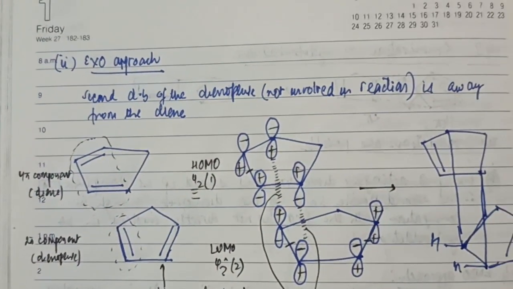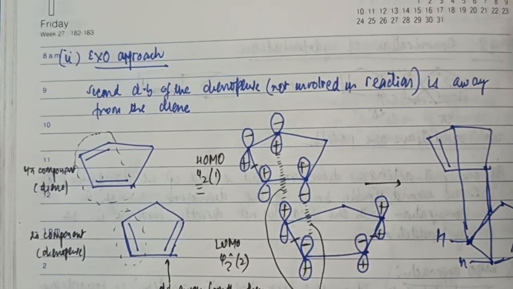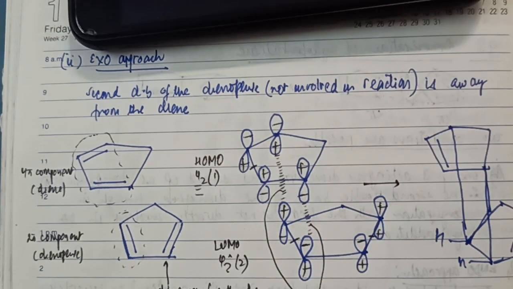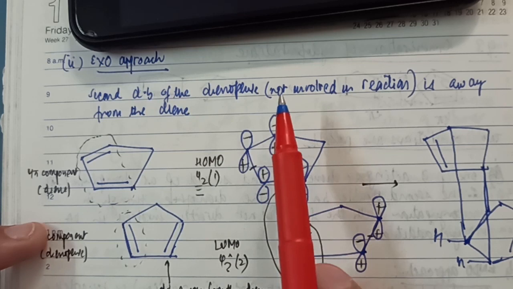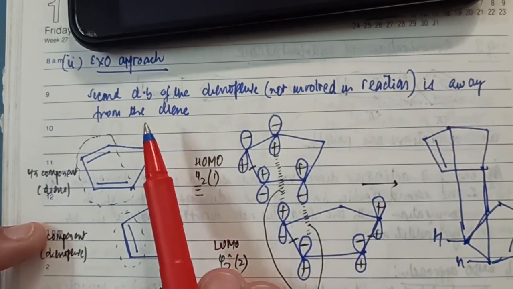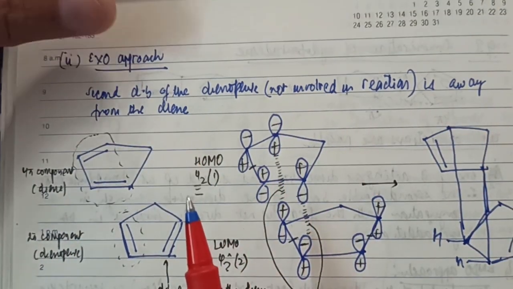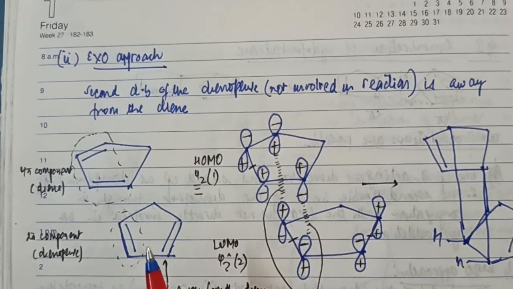Let's consider the exo approach. If you consider the exo approach in this particular case, while drawing or writing the exo approach, as I've told you, the second double bond of the dienophile which is not involved in the reaction is away from the diene. If it is away from the diene, what will happen? How do I represent this thing?